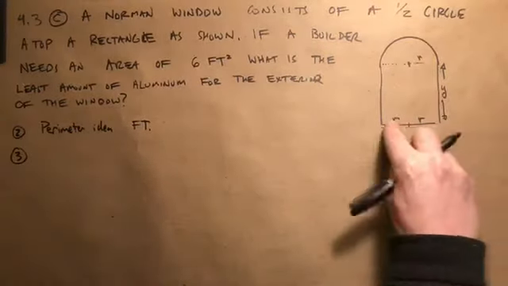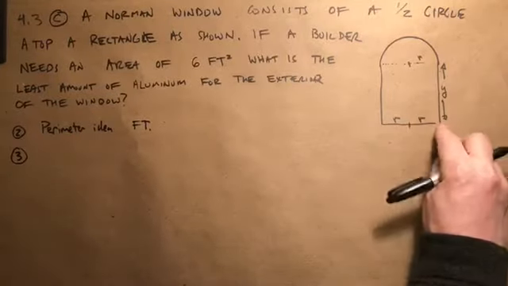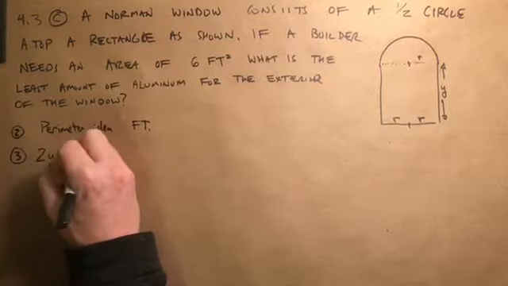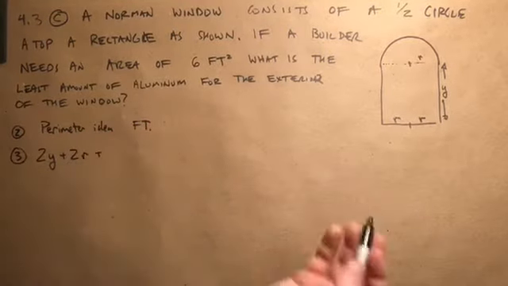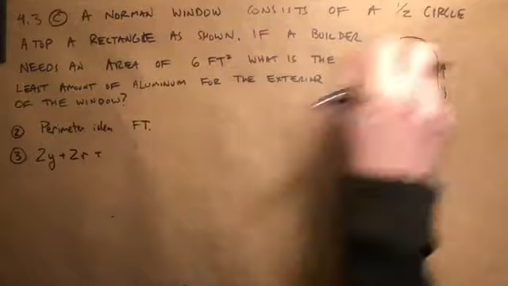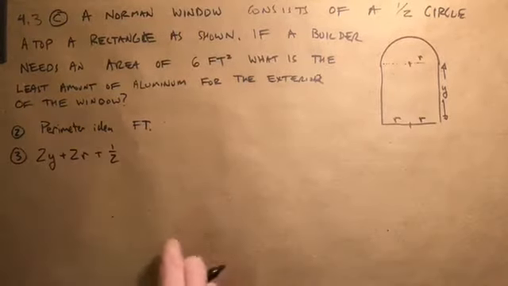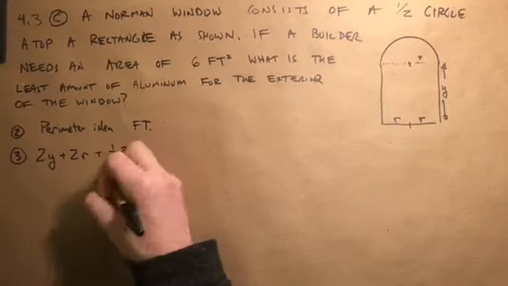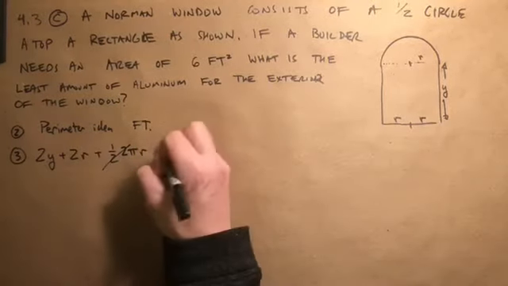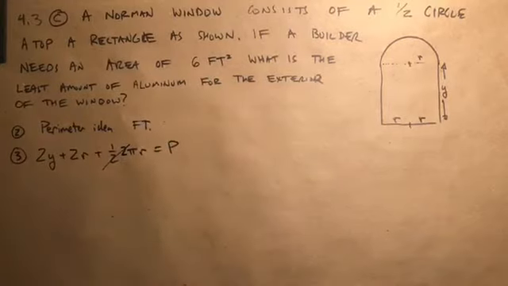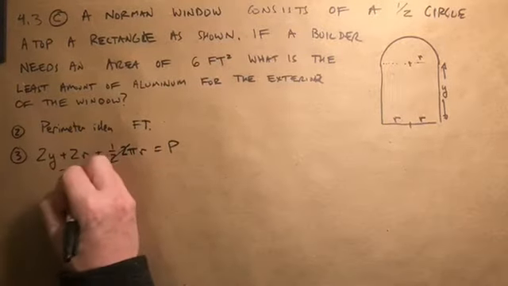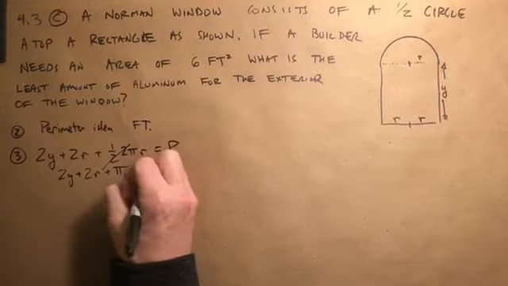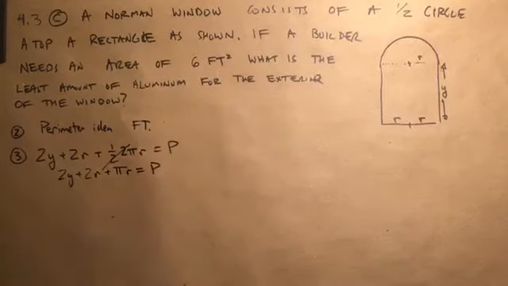If I just start on the rectangle, we see that we can go y, 2r, and then y. So 2y plus 2r, and then I'm going to need that half circle. So 1/2, and the circumference of a circle is 2 pi r, and this is our perimeter. I'm going to simplify: 2y plus 2r plus pi r equals P.